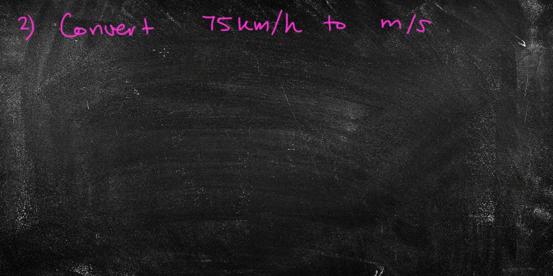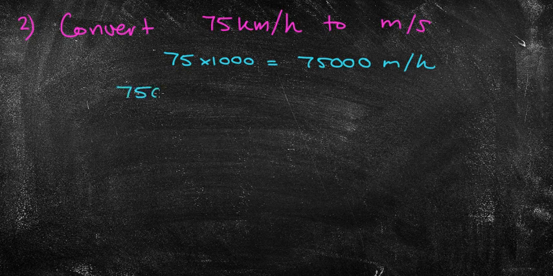Okay, so hopefully you said 75 kilometres. Now, this time we're going from kilometres to metres. So I'm going to times it by 1,000 to get 75,000 metres per hour. Now, I times by 1,000, so now I'm going to divide. So 75,000 divided by 60, that puts it into minutes. Divided by 60 again, that puts it in seconds.